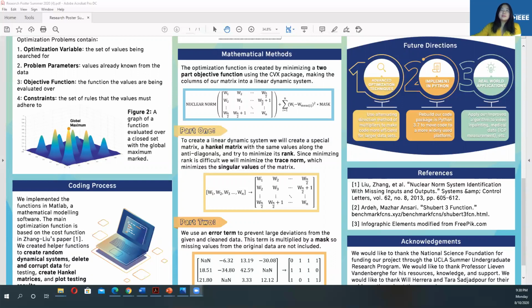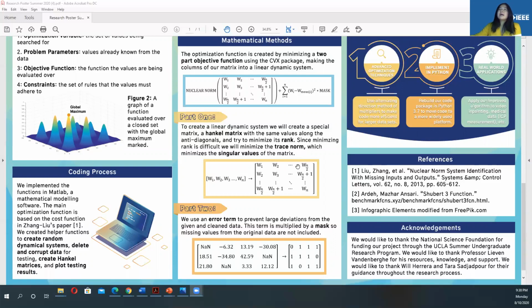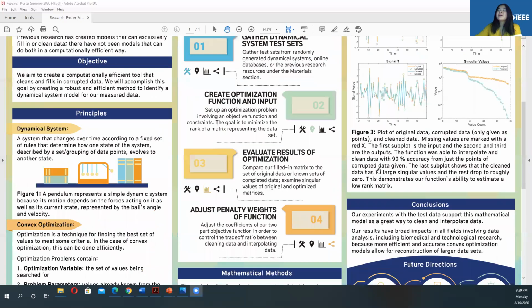The second part of this cost function is basically an error term made up of the difference between the optimized value and the measured value at a point. This is really important because we want to minimize this difference in order to get the most accurate version of the cleaned data. Overall, we're trying to minimize the sum of these terms, and the CVX package in MATLAB is a software package that can actually do this for us and give us the final cleaned matrix, which is really awesome.